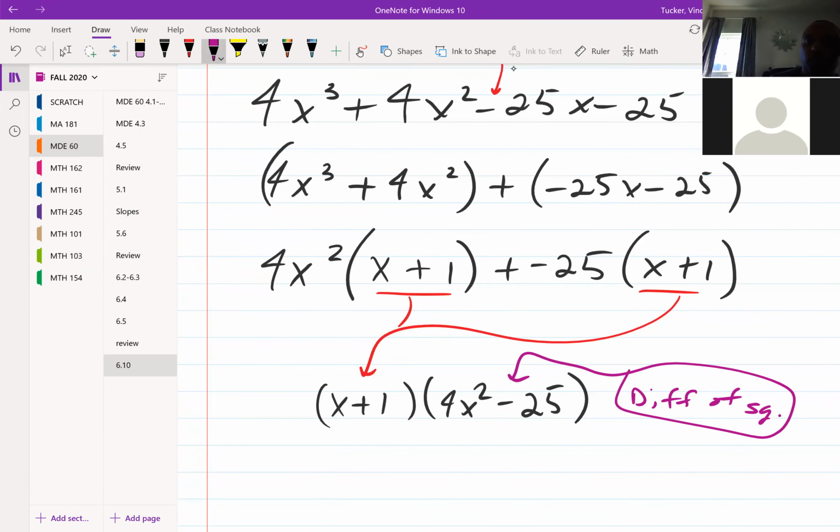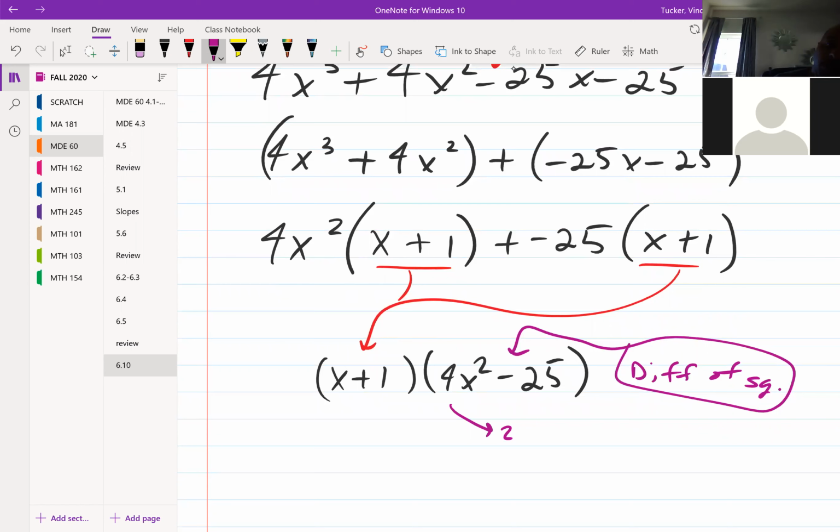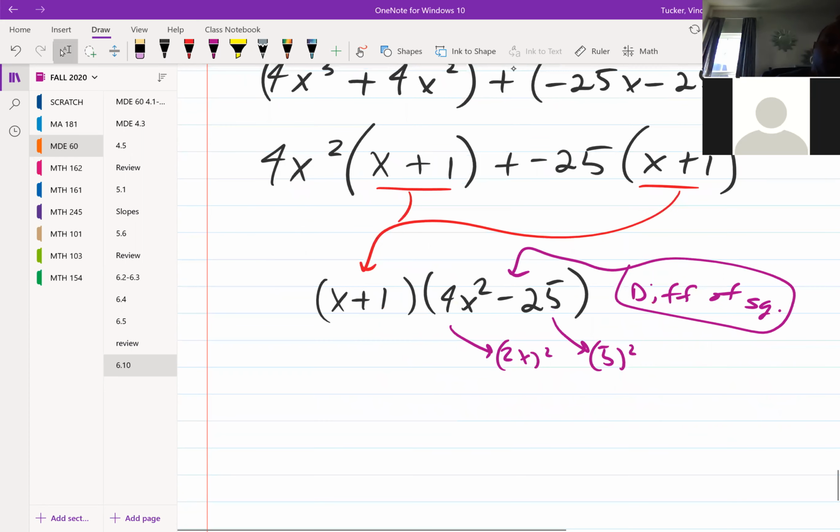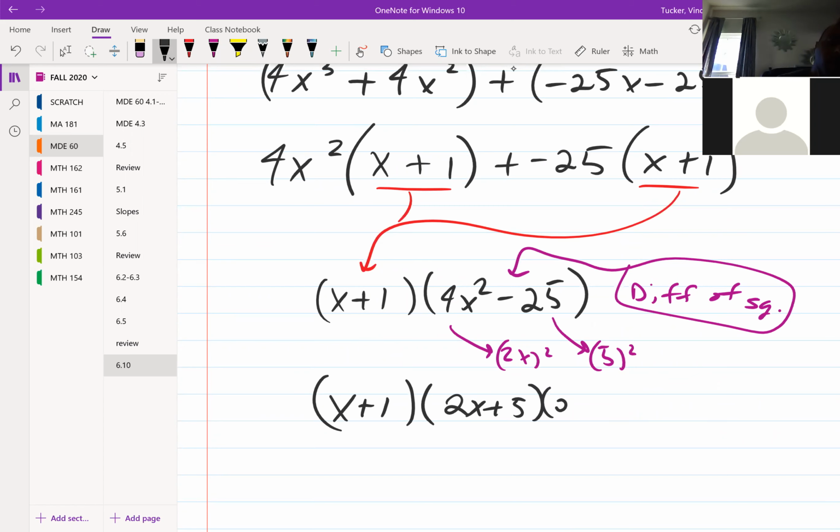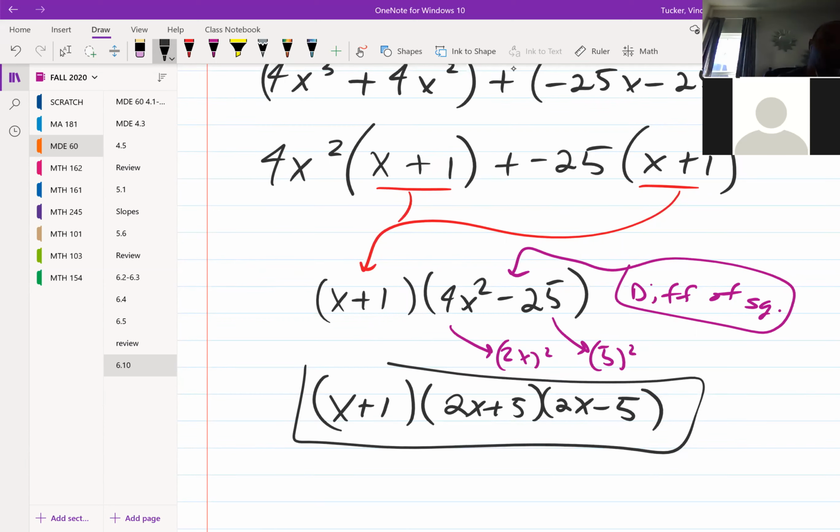Well, that's a difference of squares, so we're not done factoring yet. This is 2x squared. 25, of course, is 5 squared. So that first parenthesis stays the same. The second one breaks down into 2x plus 5, 2x minus 5. That would be your complete factorization.